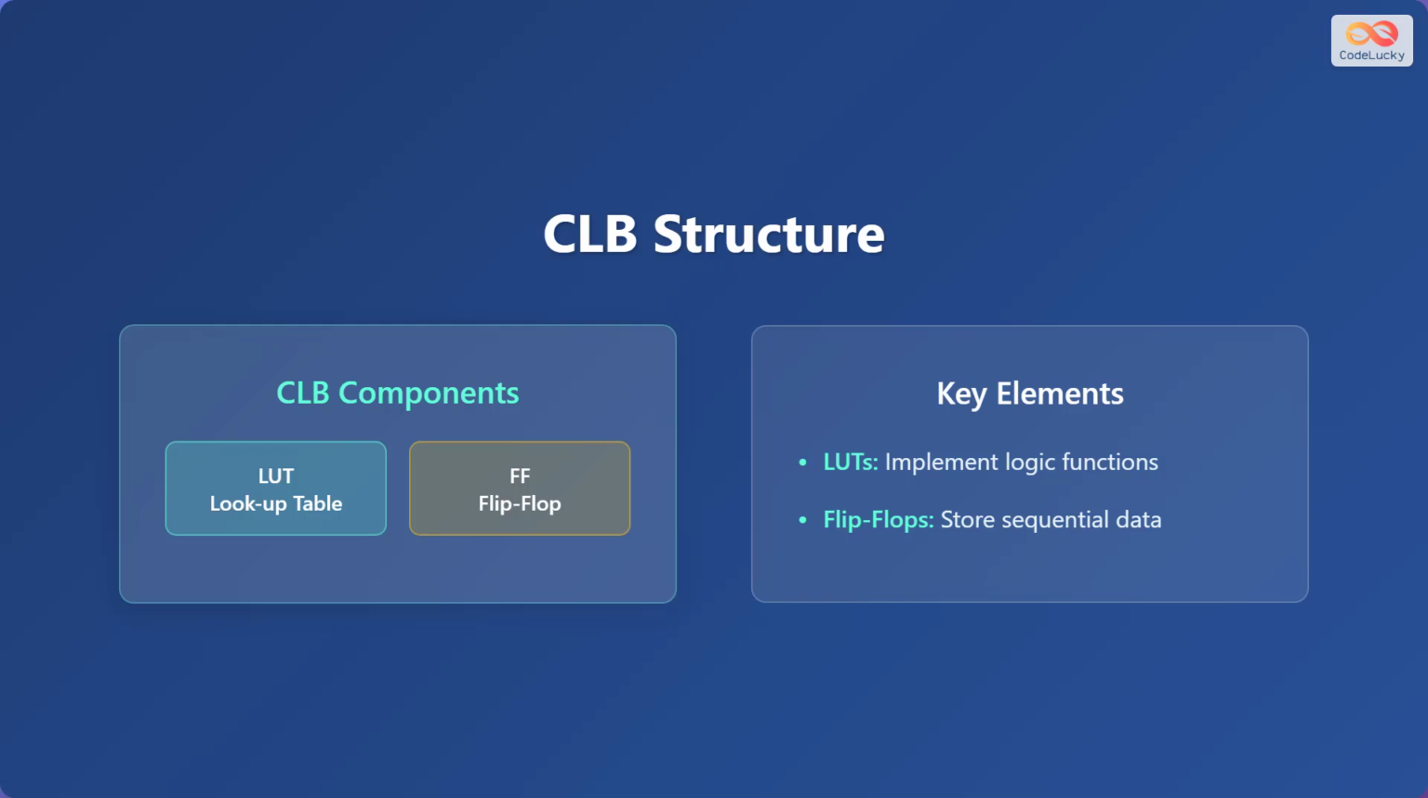Let's dive deeper into the structure of a configurable logic block, or CLB. Key elements of a CLB are lookup tables, or LUTs, and flip-flops. LUTs implement the logic functions, while flip-flops store sequential data, allowing for more complex operations.